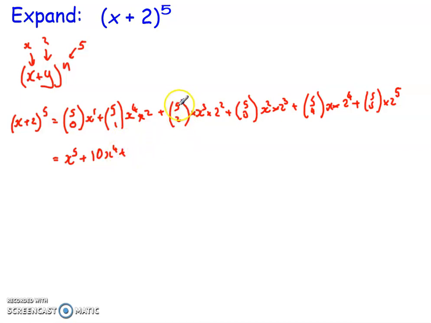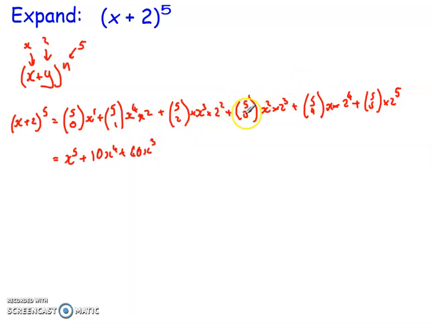The next term is 5C2. So that's 5 factorial over 2 factorial times (5 minus 2) factorial, so that's 5 factorial over 2 factorial times 3 factorial. I can cancel bits out there, and I get 5 times 4 over 2. 5 fours are 20, divided by 2 is 10. So I've got 10 times x cubed times 2 squared, so 2 squared is 4. So I then end up with 40x to the power of 3.